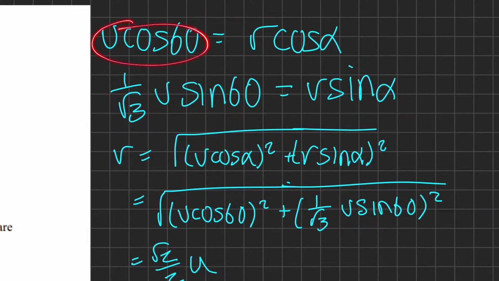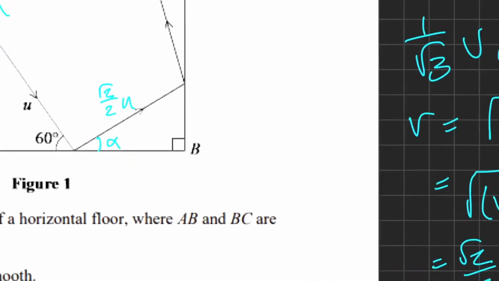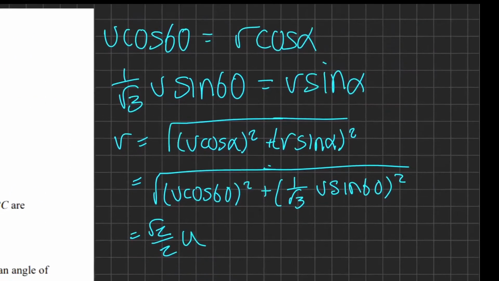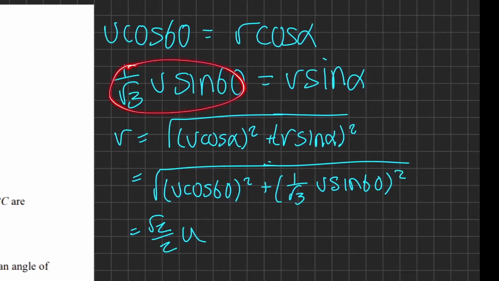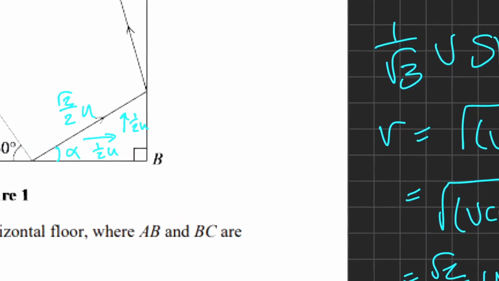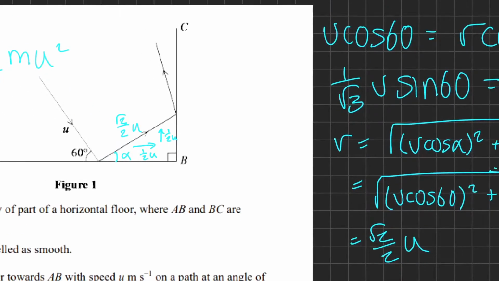So u cosine 60, well, cosine 60 is a half, so the parallel component is a half u, and 1 over root 3 u sine 60, well, sine 60 is root 3 over 2, so 1 over root 3 times root 3 over 2 is also a half, so the perpendicular component is also a half u. Now when we're looking at its second collision, now with BC, the component parallel to BC never changes. So we know that this component here is also going to be a half u because it was a half u in the beginning down here.